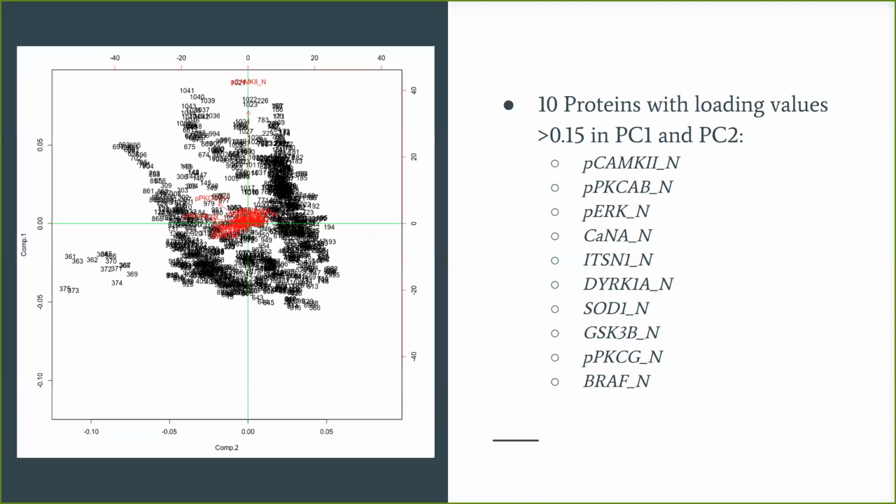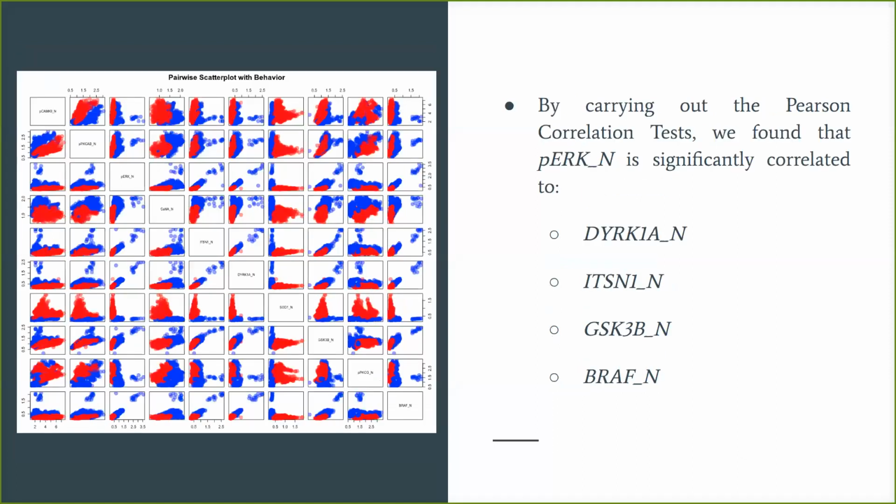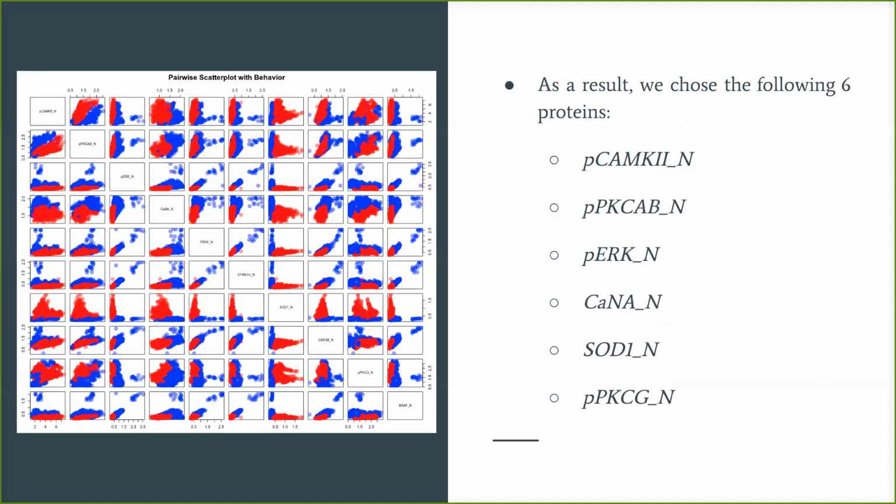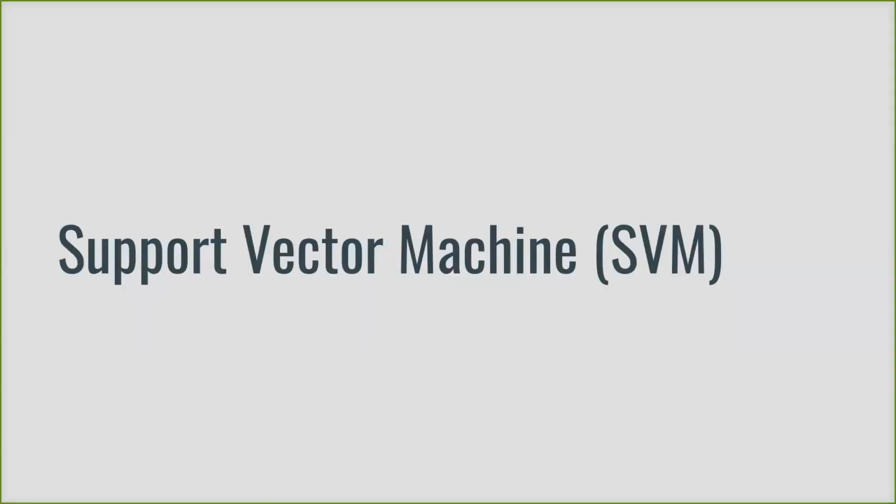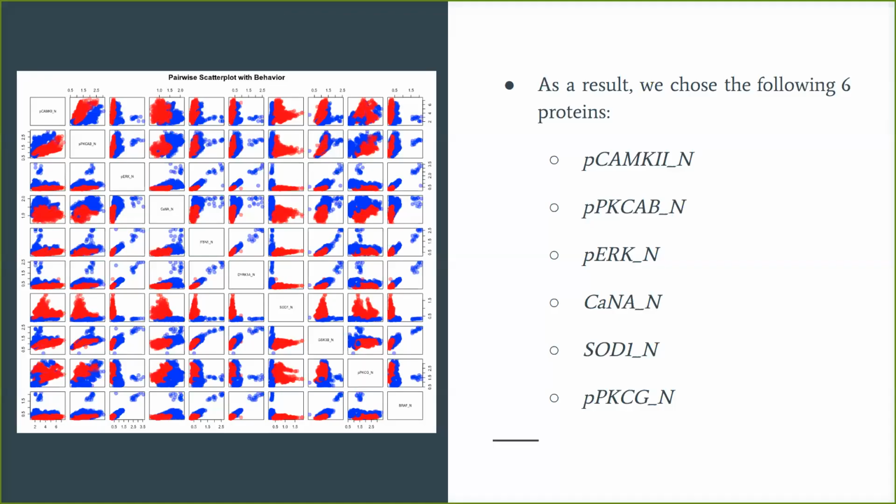And then we see the top 10 proteins with the highest loading values. These are the top 10 proteins. But from these 10 proteins, some of them are highly correlated as we carried out the Bayesian correlation test. So these 5 proteins are significantly correlated. So we only choose the one with the highest loading value, which is PERK_N. Next. So as a result, we chose these 6 proteins to carry out the SVM.